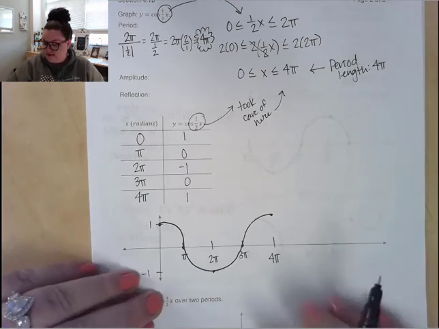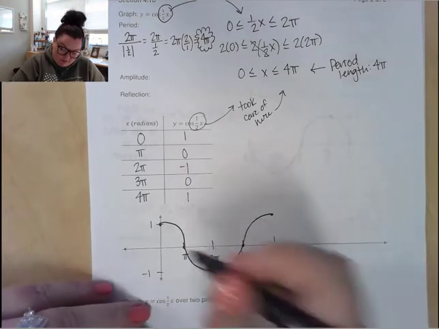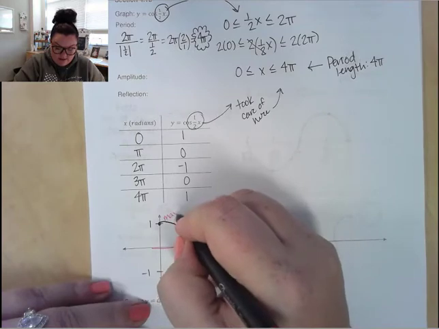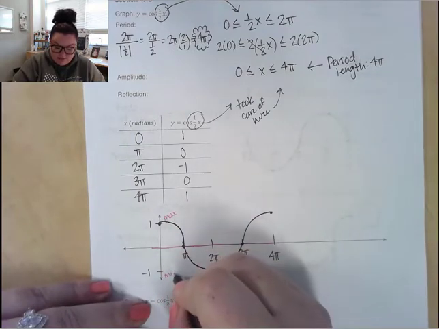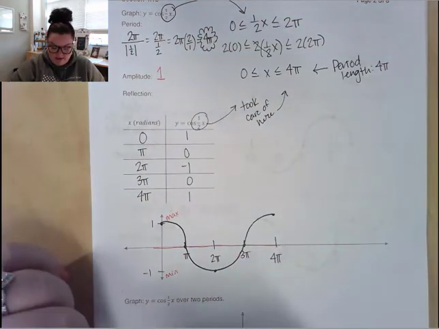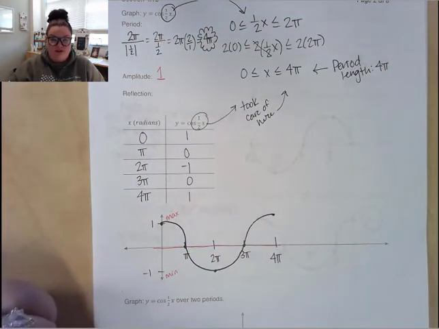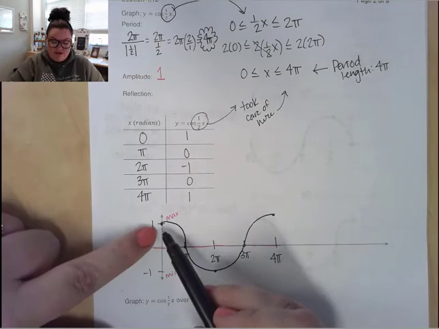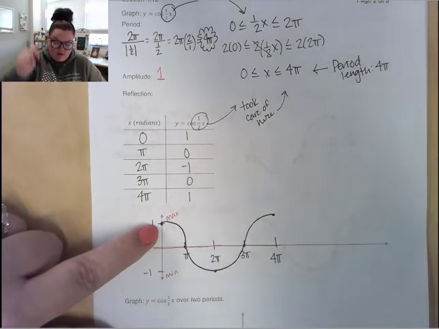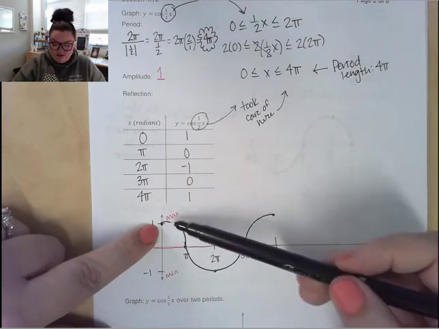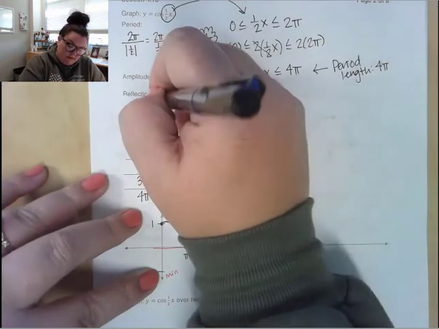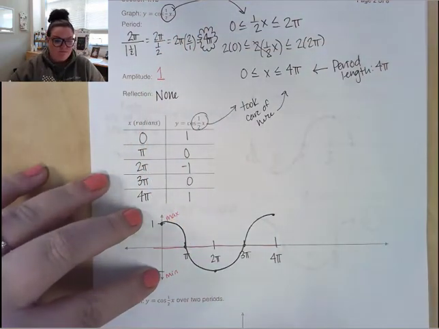Okay, so we can see here from our vertical center up to our max, or from our vertical center down to our minimum, that our amplitude is 1, right? And we do not have a reflection. We do not have a reflection because we know cosine starts up at 1, goes down and ends at 1. So if this had a reflection, it would start at -1 and go up, right? So we're going to say none.